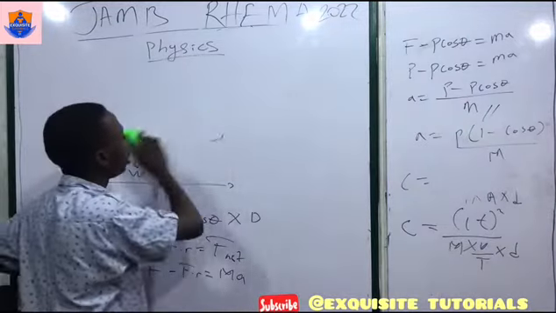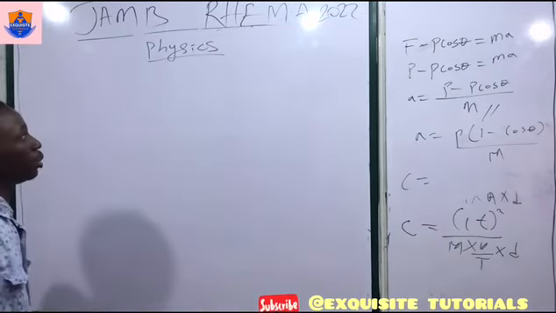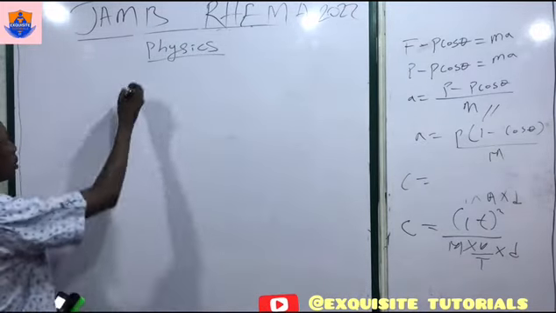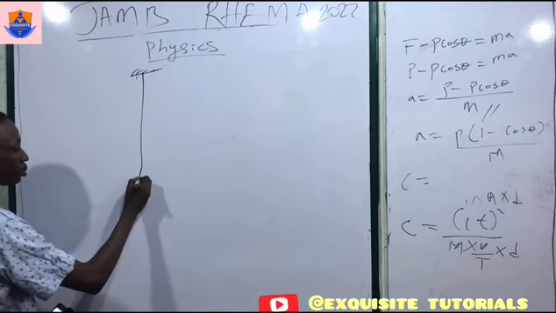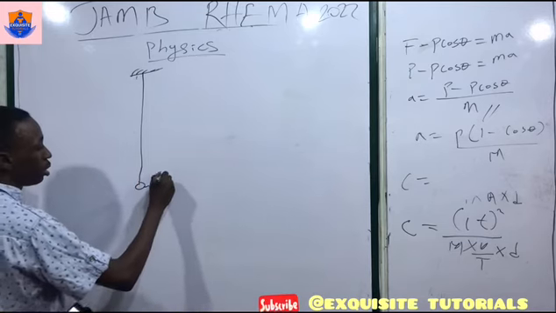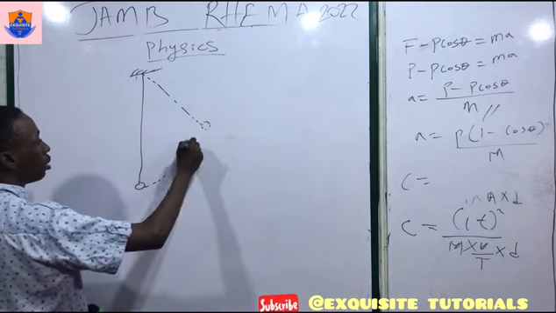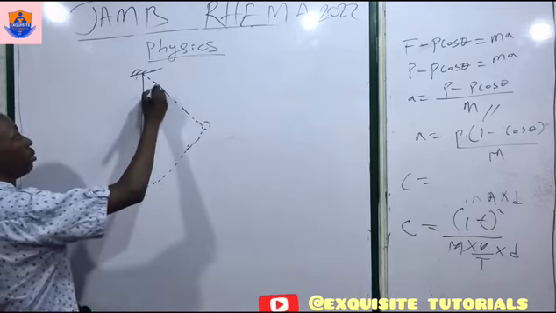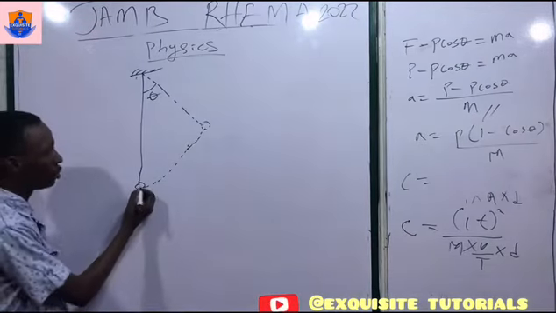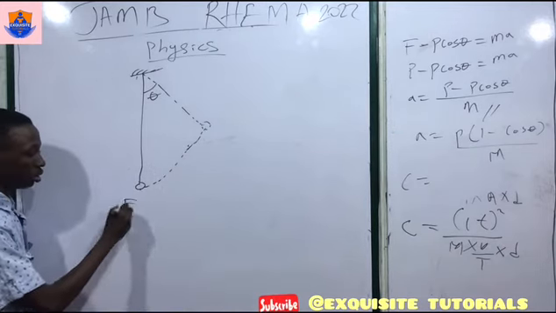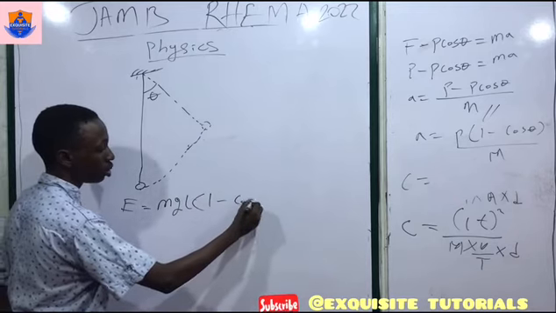Okay, now let's say we have a simple pendulum. And it says calculate the energy as we move from this point to here. So now the energy will be equal to mgl into (1 minus cos theta).